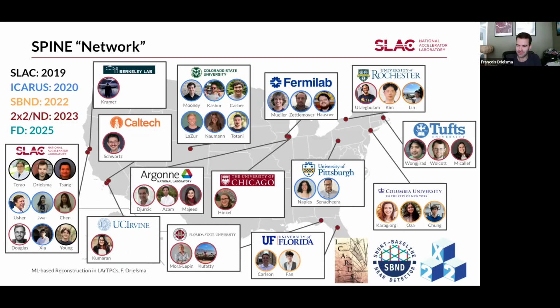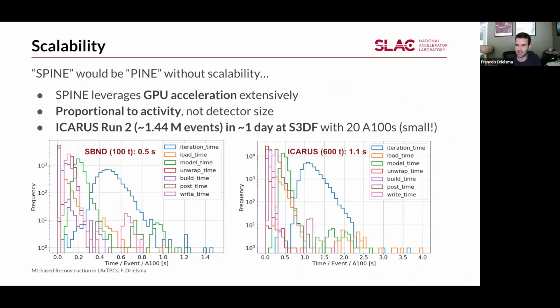This is actually a fairly big effort at this point. There's a lot of people on 5 different experiments involved with developing this package. I'm just giving them a shout out on this map as to all the people that have contributed to what I'm presenting today. Another thing I wanted to briefly mention is that this is really scalable.